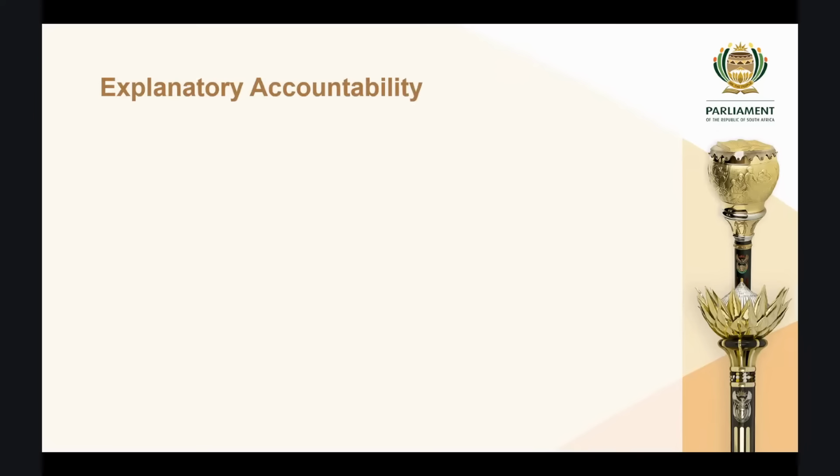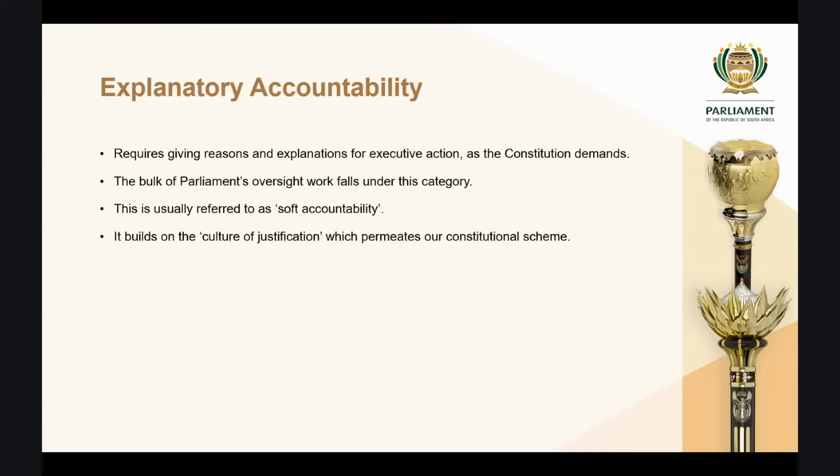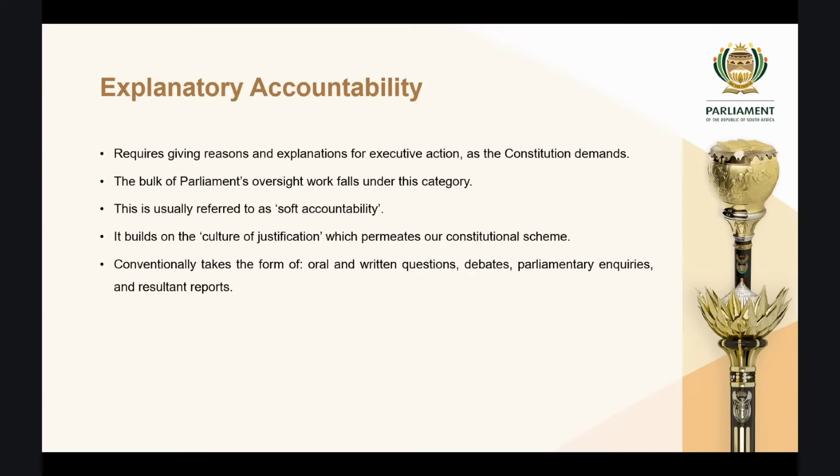Here, Chair, we deal with one strand of accountability, which is explanatory accountability. And this is where the executive is required to give reasons and explanations for their action as the Constitution demands. And we say the bulk of Parliament's oversight work falls under this category. And this is usually referred to as soft accountability. And it builds on the culture of justification, which permeates our constitutional scheme. And of course, that culture, Chair, refers to things like sources of authority or sources of power. And we say conventionally, this takes the form of oral and written questions, debates, parliamentary inquiries, which is the territory we're in, and the resultant reports.